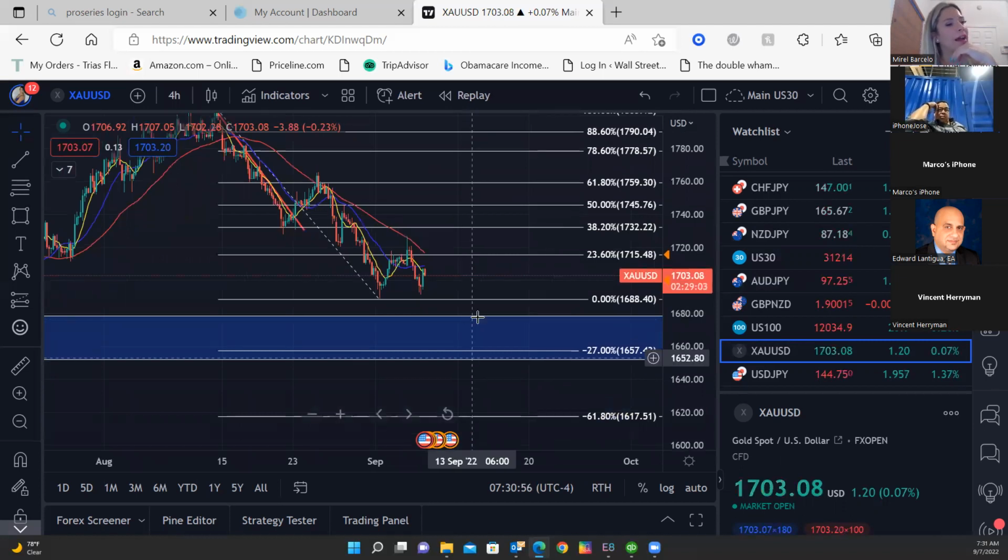This is an area that I had marked in the past, and most likely she's gonna come for it. If you notice, she's been breaking every level of support right now. She is going to try to break this one. If she breaks out of the 1688, definitely she's gonna continue down. So we have to pay attention to how she's going to react to this level.